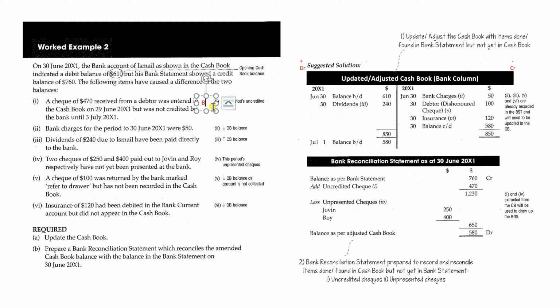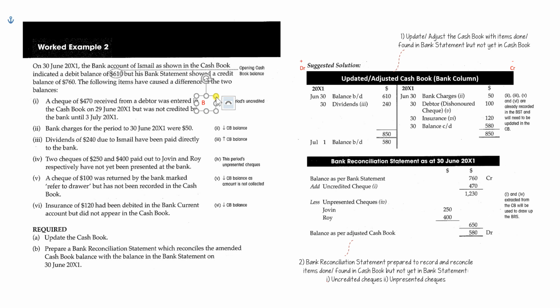So I'll just put B here. Meaning to say this has to be dealt with in the bank reconciliation statement, because it's not yet in the bank statement. So I'll just write B because it's already done in the cash book but not yet in the bank statement. That's why we have to put it in the bank statement. So B to signify it will go in here.